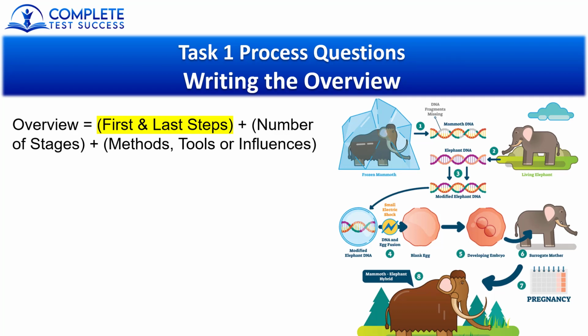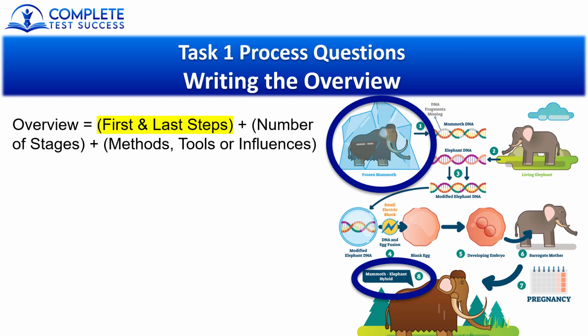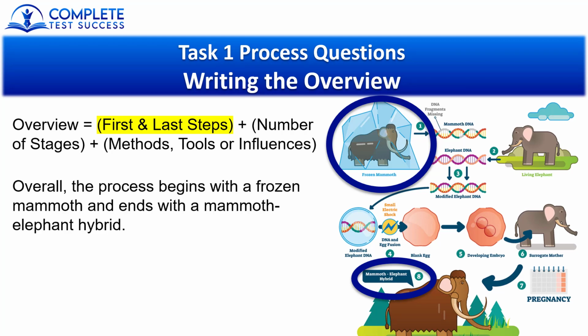In this process here, you can see that the steps are numbered. So number 1 is this one here, where it says frozen mammoth. And the last step is number 8, where it says mammoth-elephant hybrid. So the first part of my overview will be this information. Overall, the process begins with a frozen mammoth and ends with a mammoth-elephant hybrid.